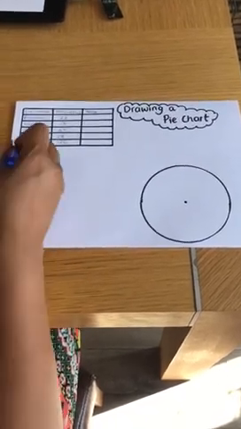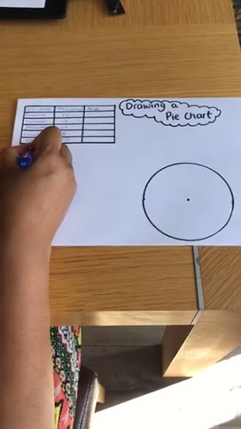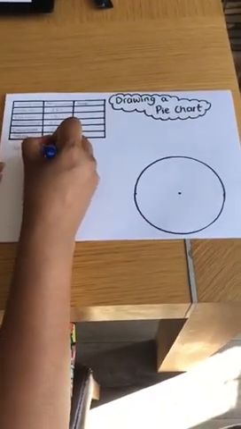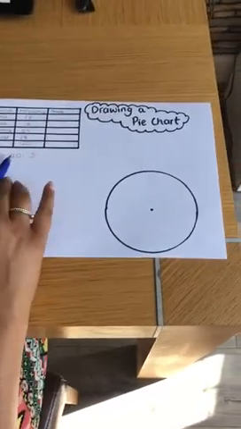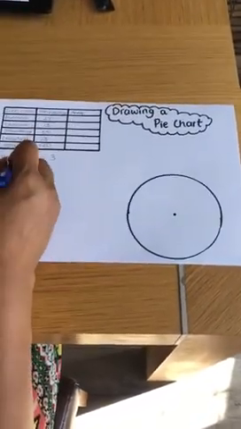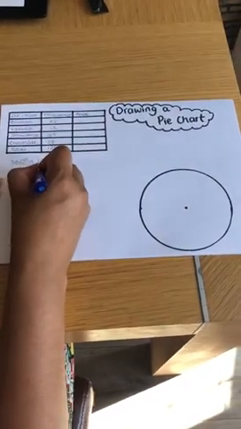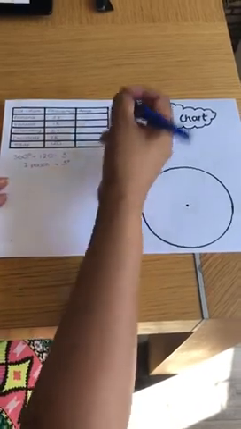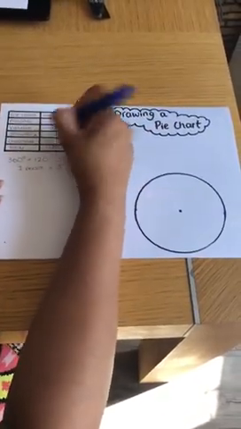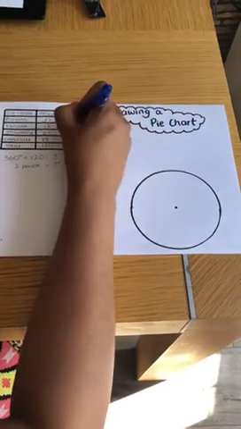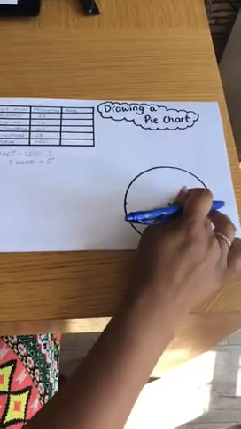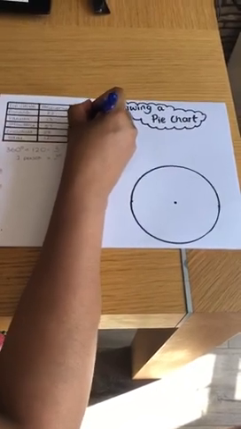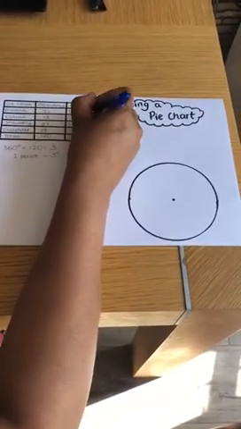The calculation we need to do is 360 degrees divided by 120, which equals 3. That means that one person represents 3 degrees. So each of these numbers now needs to be times by 3 to get the angle to transfer it into this circle. So we do 3 times 22, which is 66 degrees.